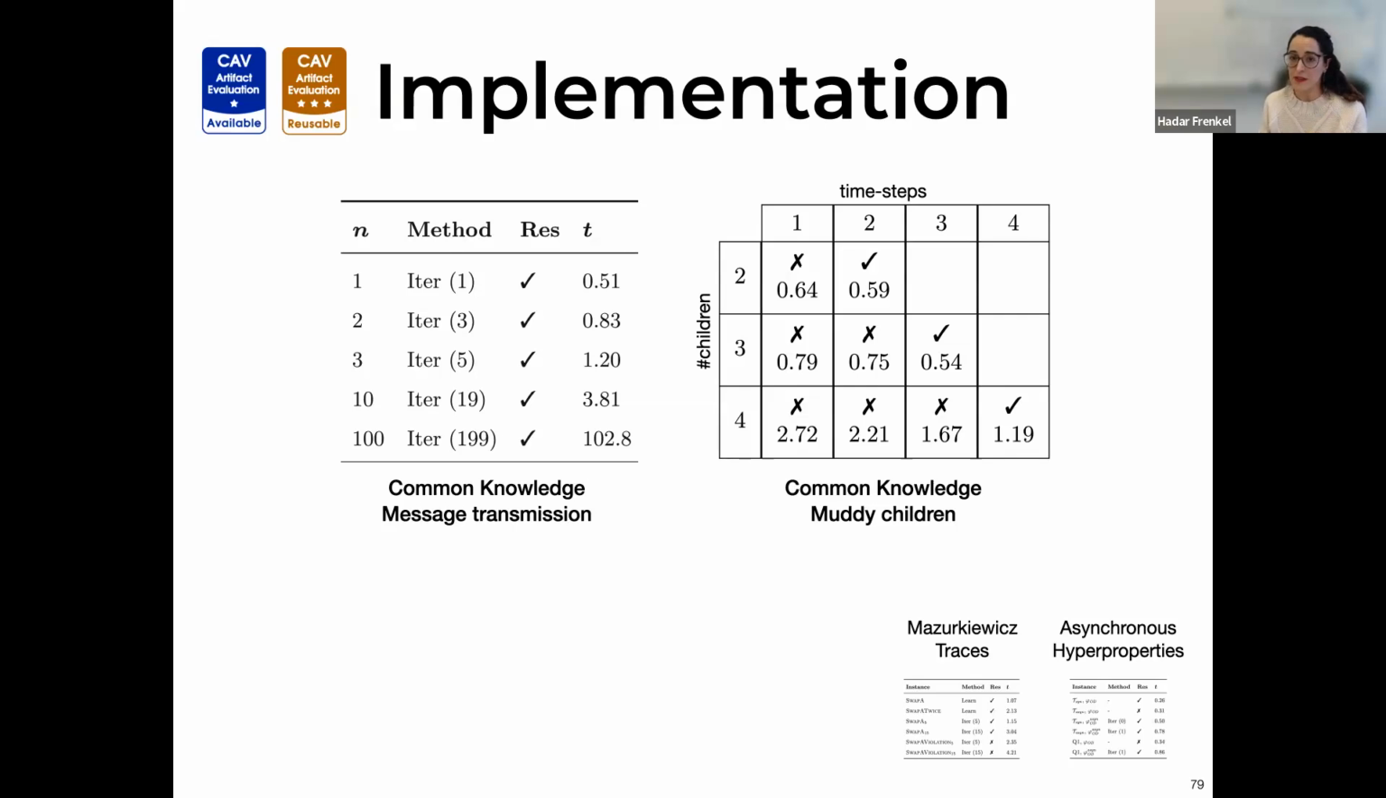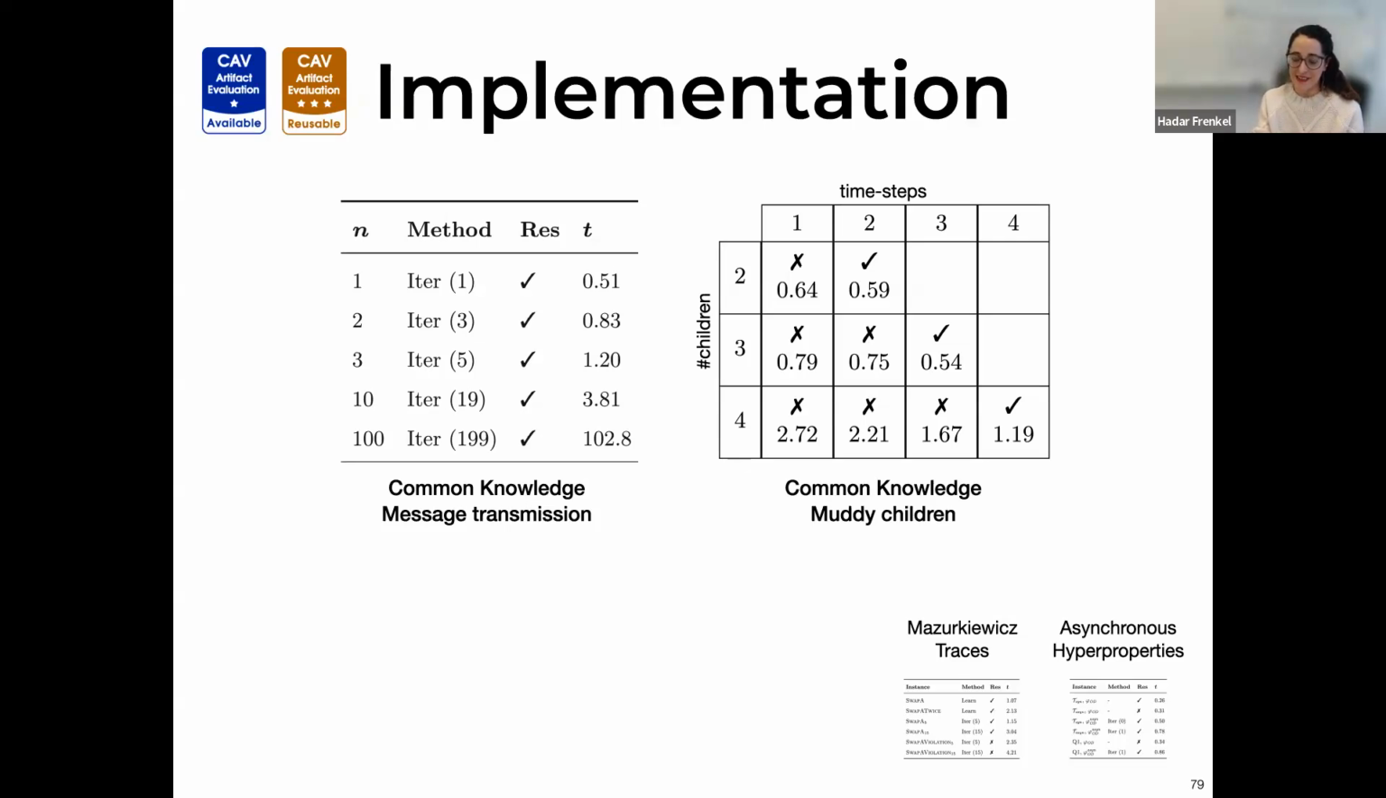And here, we played with this a bit. We were able to prove that it is not common knowledge for less than 3 time steps if we have 3 kids. So similarly for 4 and so on. And the numbers below are the times that it took us to prove that. And we implemented it on asynchronous hyperproperties and properties from trace theory, but I leave it to you.